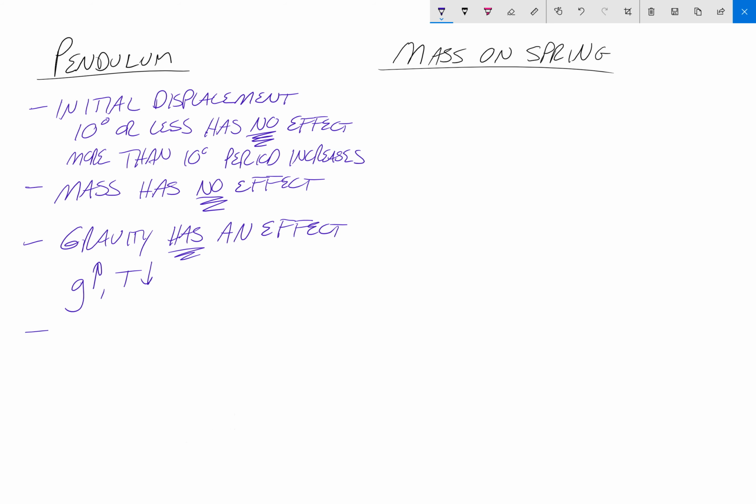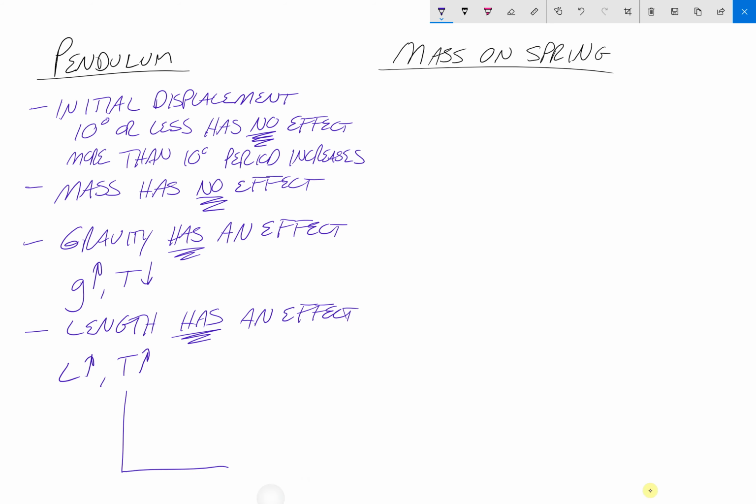And then finally, length definitely has an effect. That was easy to see. And you noticed that as the length increased, so did the period. You were supposed to graph this, okay? And most of you did an excellent job graphing this. It looked something like period on the Y, length on the X, and you got a shape that looked something like that. It should not have been linear.